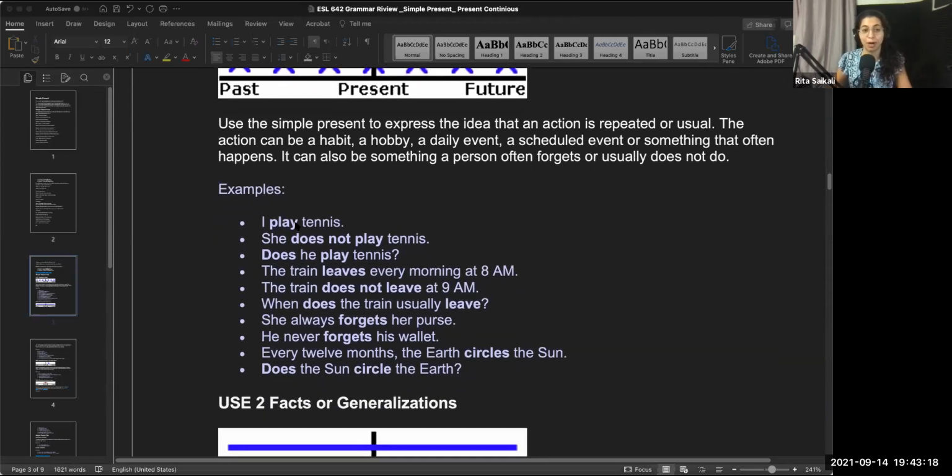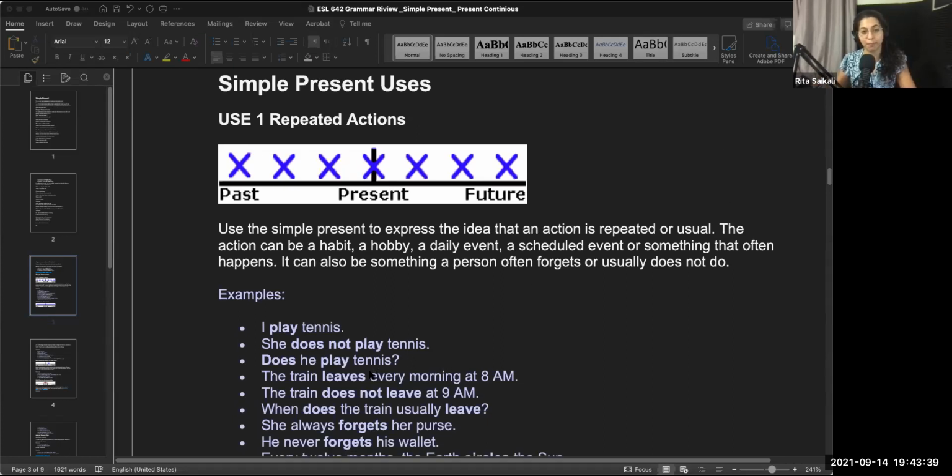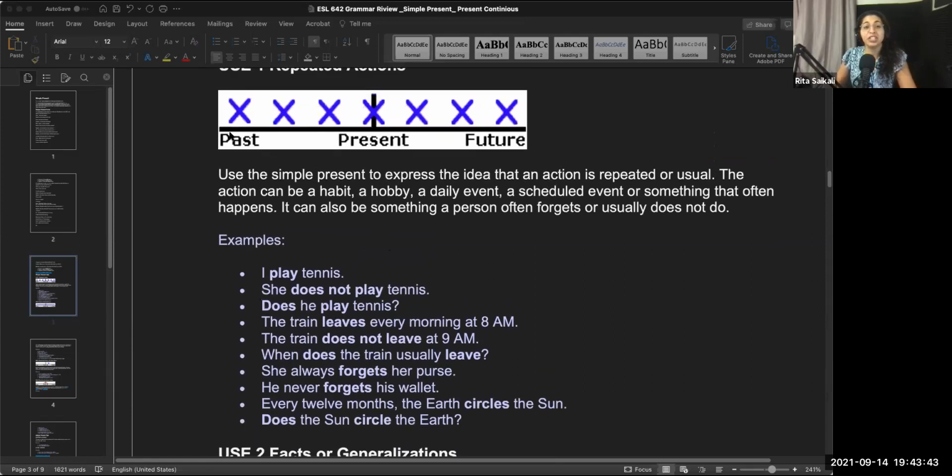So these are the examples. I play tennis. It's always true. I played tennis in the past, I play tennis right now, and I'll play tennis in the future. So that is a habit, or a hobby, that is going to constantly be repeating. And it's a general fact. So I play tennis, we use the simple present. She doesn't play tennis. Also, in the past, she didn't play tennis.